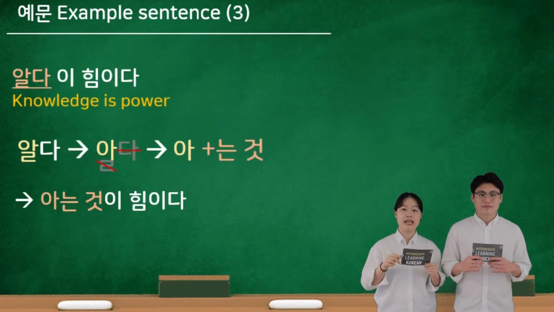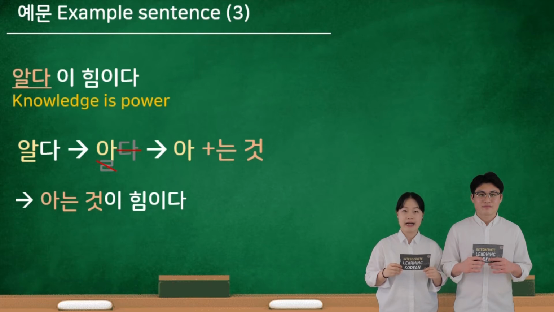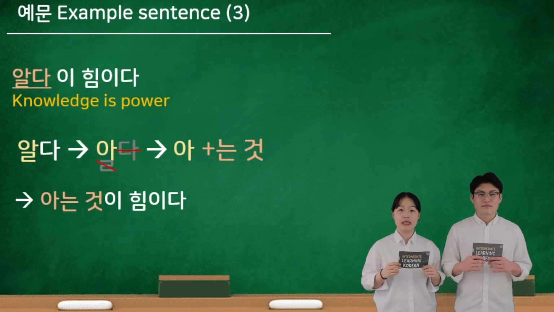This is the third example sentence. 알다 이 힘이다. When 다 is removed from the verb 알다, there is a final consonant ㄹ, so ㄹ is removed and 는 것 is used. So it becomes 아는 것이 힘이다.